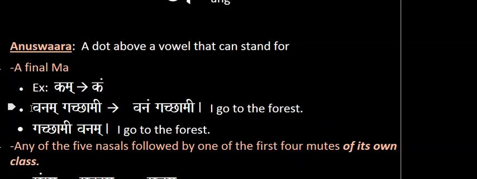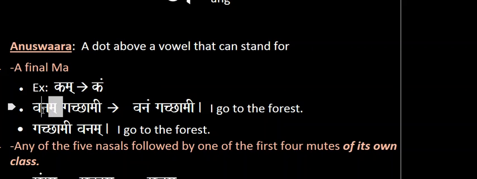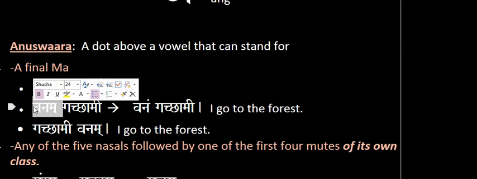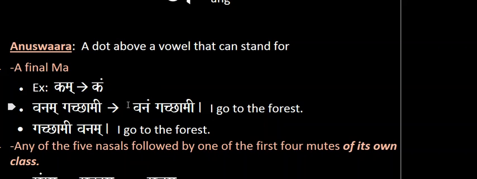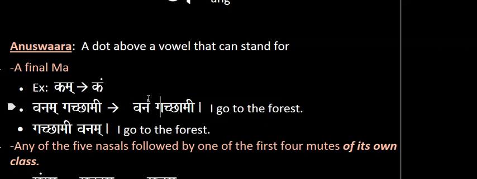I go to the forest is Vanam Gachami. Vanam Gachami. In Vanam, again, we're seeing the final ma in that vocabulary word Vanam. And Vanam means forest. Now, because this word is in the beginning of the sentence, a word that is in the beginning of a sentence or in the middle of the sentence, that is when you're going to want to take this ma with the halant and turn that into an anuswar.